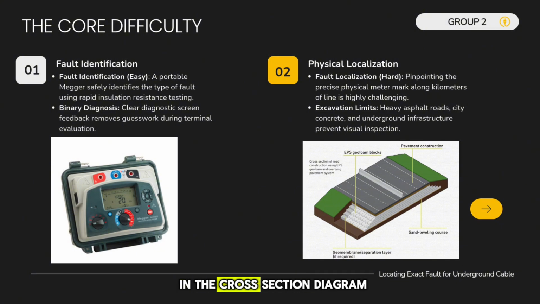As you can see in the cross-section diagram, these cables are buried beneath deep, heavy layers of roads, city concrete, and a maze of other underground utilities and draw-in ducts. These massive structural barriers severely limit our ability to perform visual inspection. We can't just dig up an entire city street guessing where the break is. We have to know exactly where to strike before the shovel hits the ground.